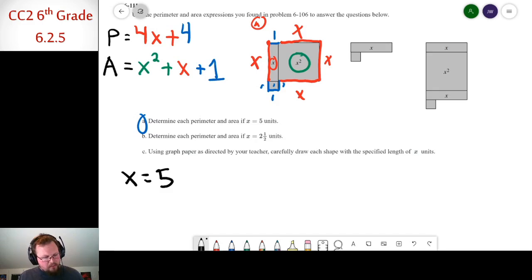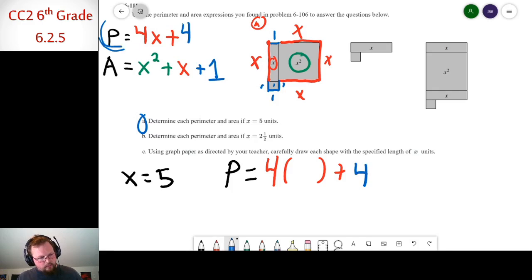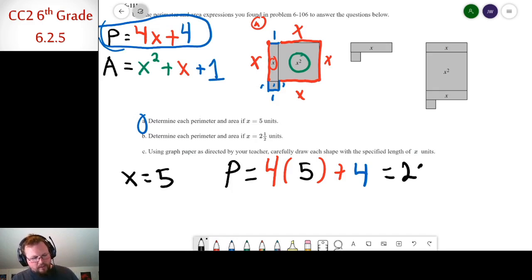So I take the expression for perimeter that I was given or found, and I know that the expression can be written as 4 parentheses plus 4. Okay, again, I'm just using this exact same expression that is up here. And instead of x being an x, I'm going to write it as 5. This means that my perimeter is 4 times 5, which is 20, plus 4, which is 24.